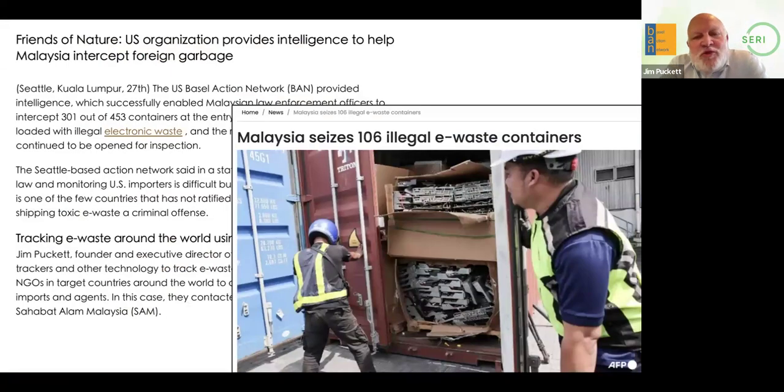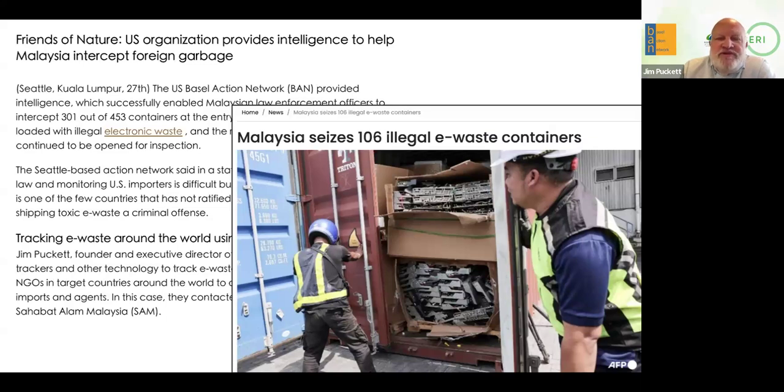This was just 1 week ago, and we are seeing now another huge wave of e-waste, hazardous or otherwise, that's moving out of the United States into countries like Malaysia, Vietnam, Pakistan, United Arab Emirates. And we have been notifying the Malaysian authorities. You might have seen the story where they seized 106 illegal containers of 453 containers that we've notified them about. 301 of them are still being investigated. But we're seeing a resurgence here. So we do have a serious problem.